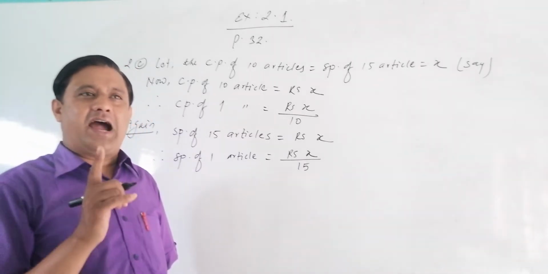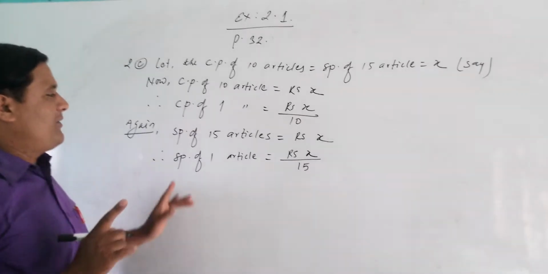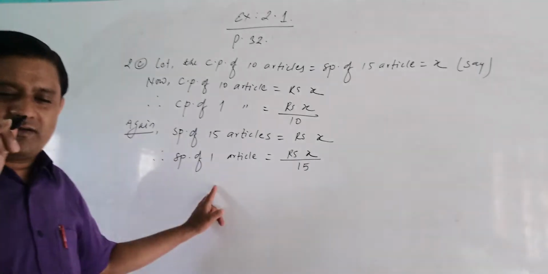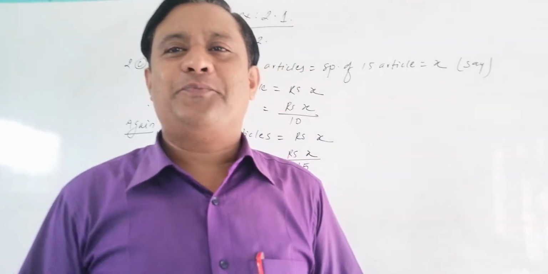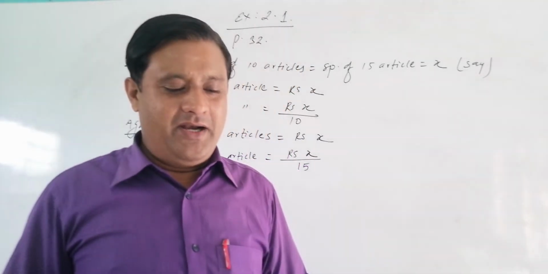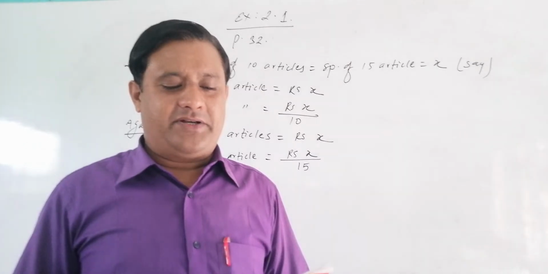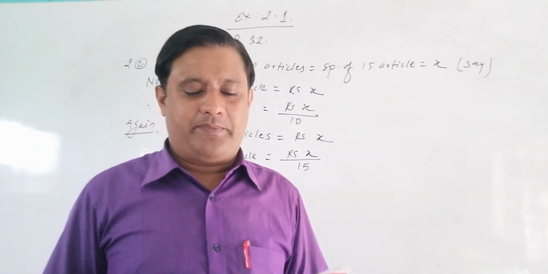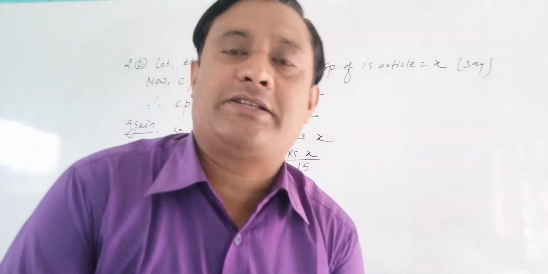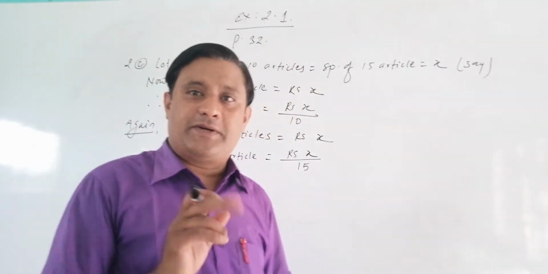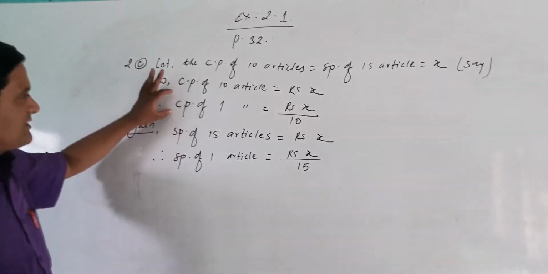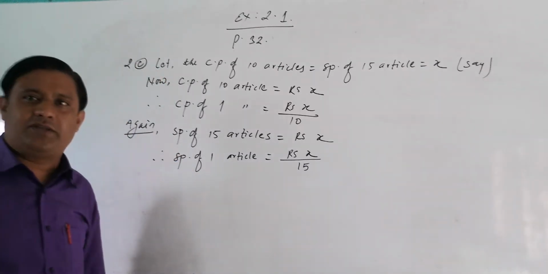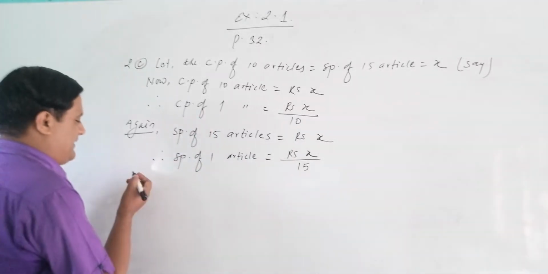Before that, our question has already told us we have to find out the loss percent. Otherwise, please check the question once again, my dear students. See the question: if the cost price of 10 articles is equal to the selling price of 15 articles, find the loss percent. So to find the loss percent, the cost price should be greater than the selling price. Here also it's the same.